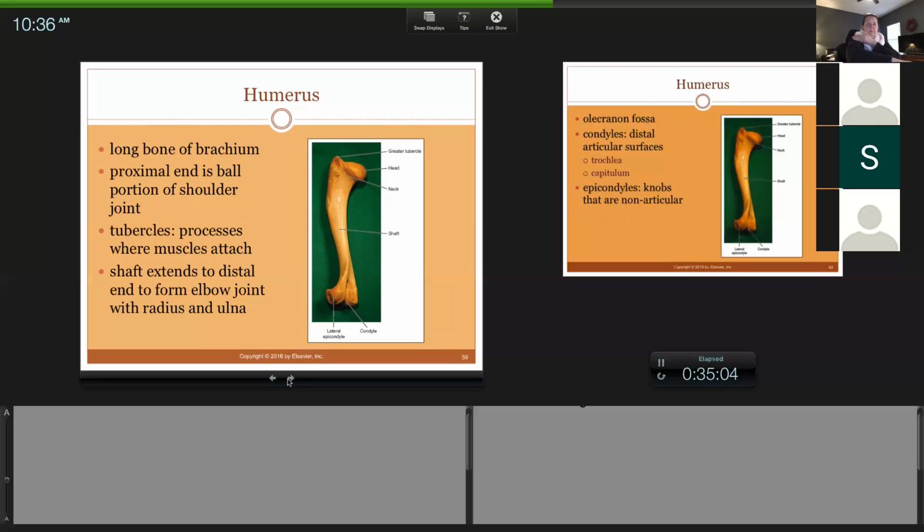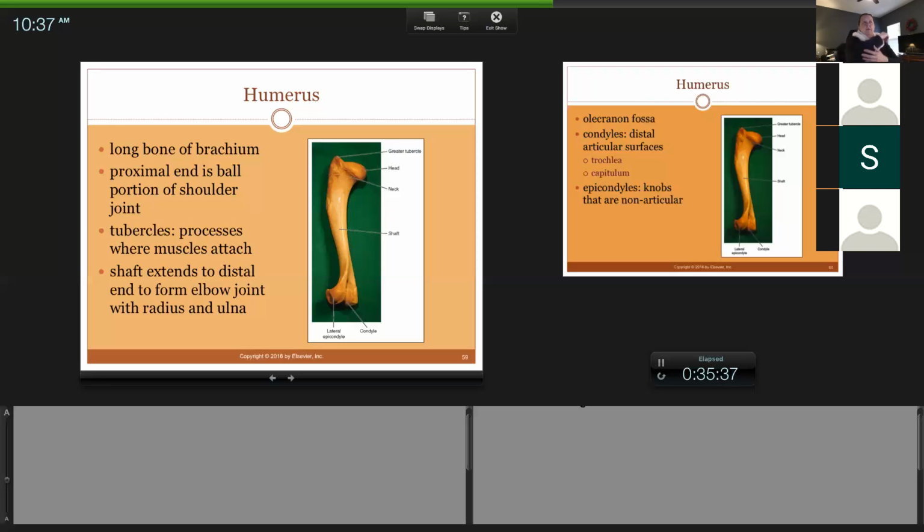Antebrachium, brachium. Now, the proximal end, which is closest to the body, has a head. This is what fits into this glenoid cavity. And then the greater tubercle of the humerus attaches to muscles, and that's how we move the brachium or the forelimb. So that's a tubercle. It's a process where muscles attach. And then at the end of the humerus, or the distal portion, it connects to the radius and the ulna.